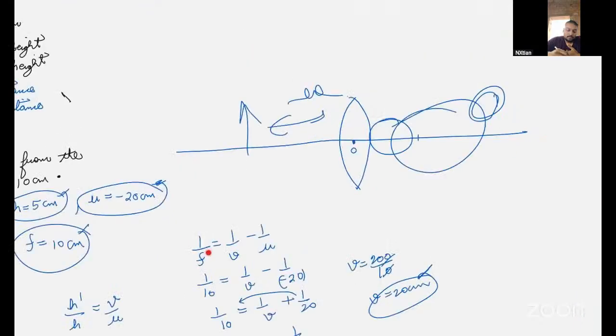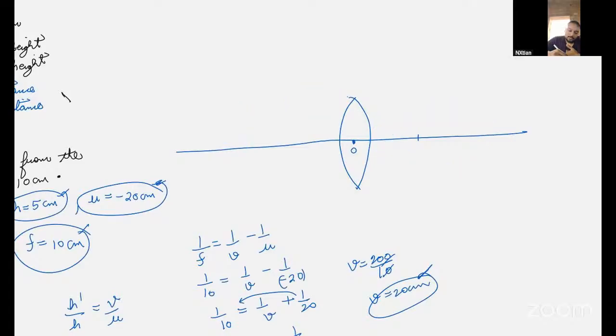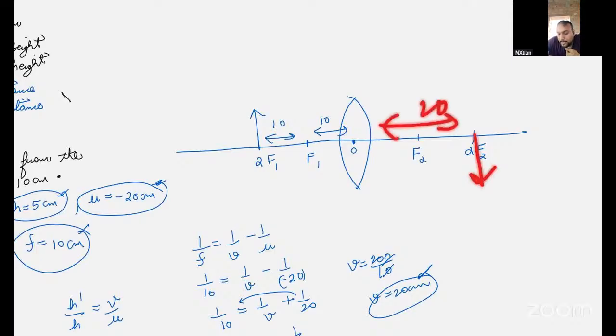Are you getting my point? For example, I will draw this. This is F1. This is 2F1. This is F2, and this is 2F2. So of course, the focal length is 10. This is 10. This is also 10. So 10 plus 10 will be 20. So it means that object will be at 2F1. So the image will be at 2F2, because if you see the diagram, you will get that. And that is also 20. And we got the answer also as 20.